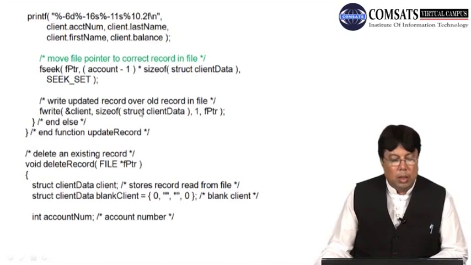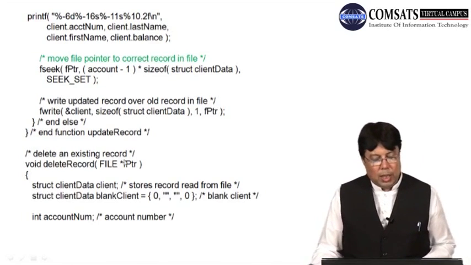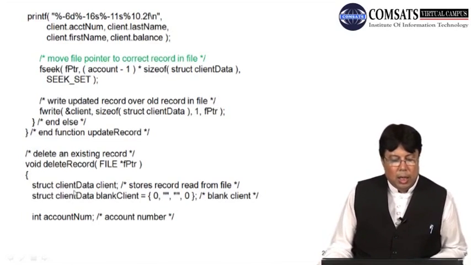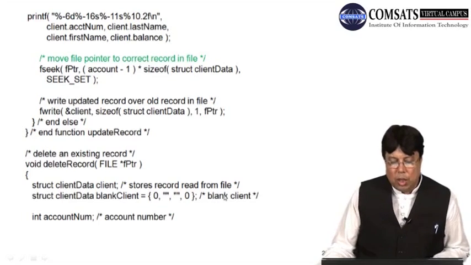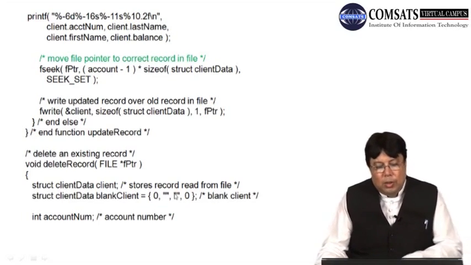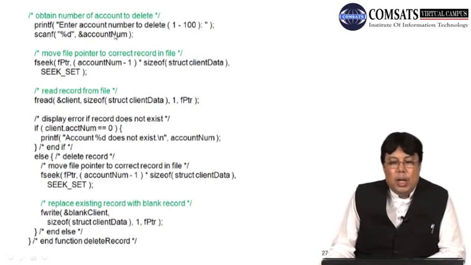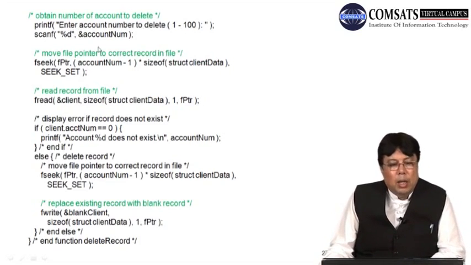Okay, that's very important. Delete an existing record. Once again, it's very simple: you can define the client data with the client structure, and you can initialize it to 0. So delete means that we will simply put this blank structure over there. Then you read the account number. The user will enter the account number here, enter account number.